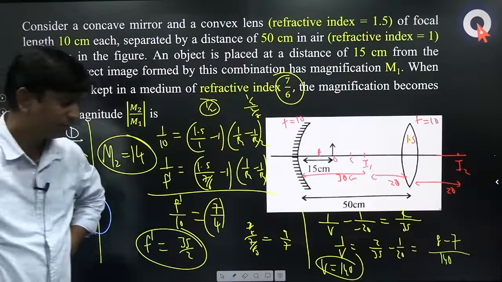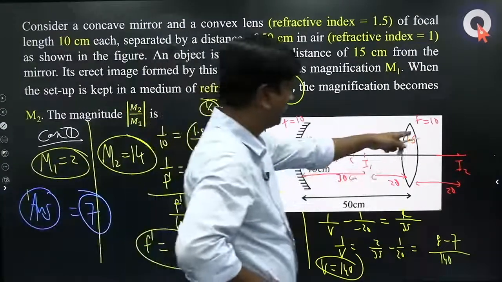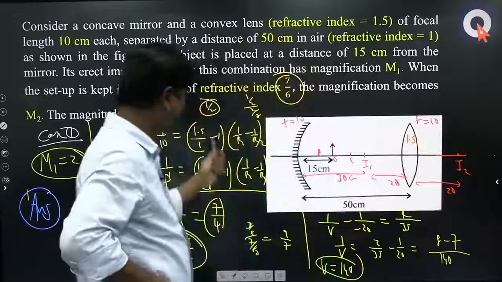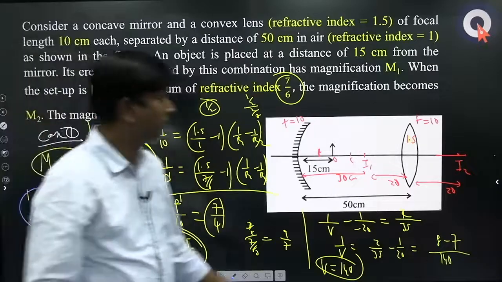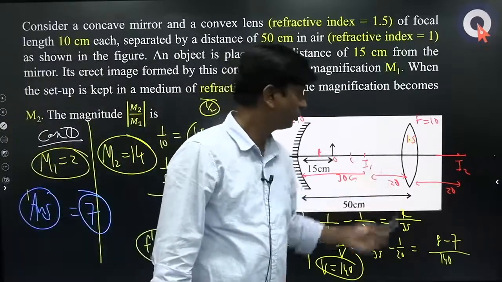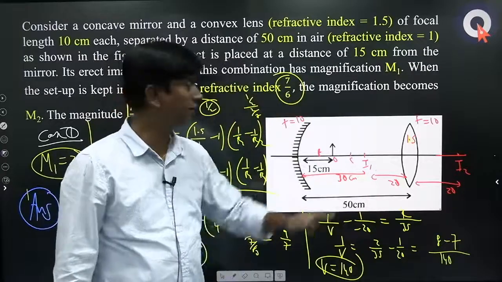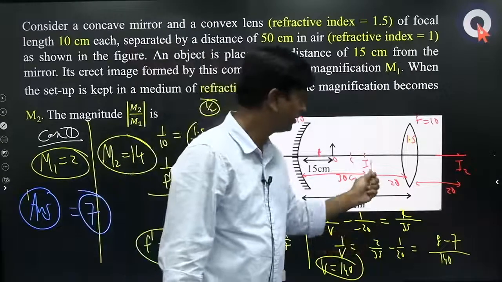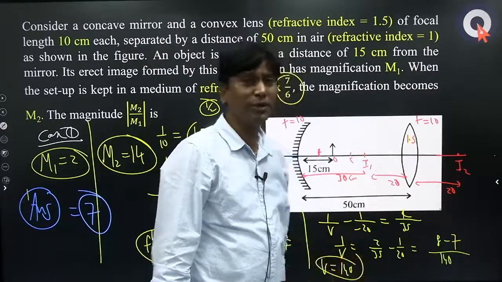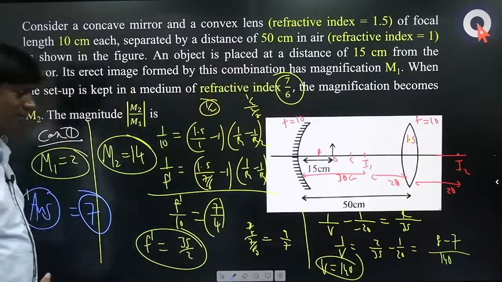Just check it once. So simple: when this separate medium is kept, we find the new focal length, which you are getting as 35 by 2. And later, for the same object distance 20 for the lens, because the focal length of the mirror is not going to change because of whatever medium is kept, you will get the new image distance which is 140.